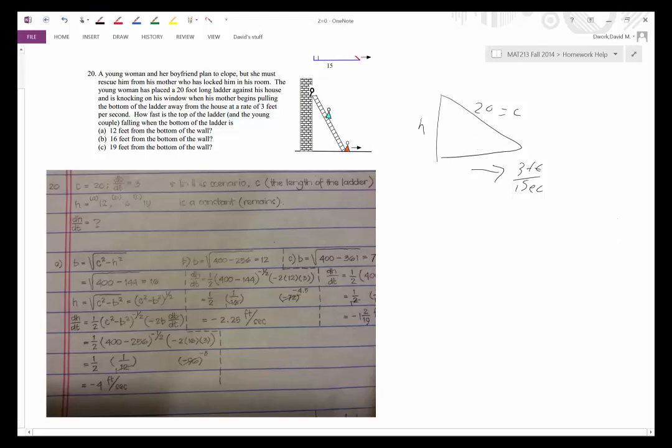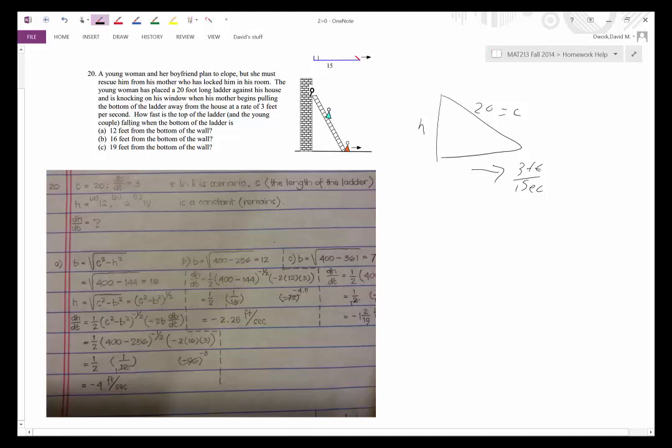Okay, so let's take a quick peek at this problem. A young woman and her boyfriend plan to elope, but she must rescue him from his mother, who has locked him in his room. The young woman has placed a 20-foot long ladder against his house and is knocking on the window when the mother begins pulling the bottom of the ladder away from the house at a rate of 3 feet per second.